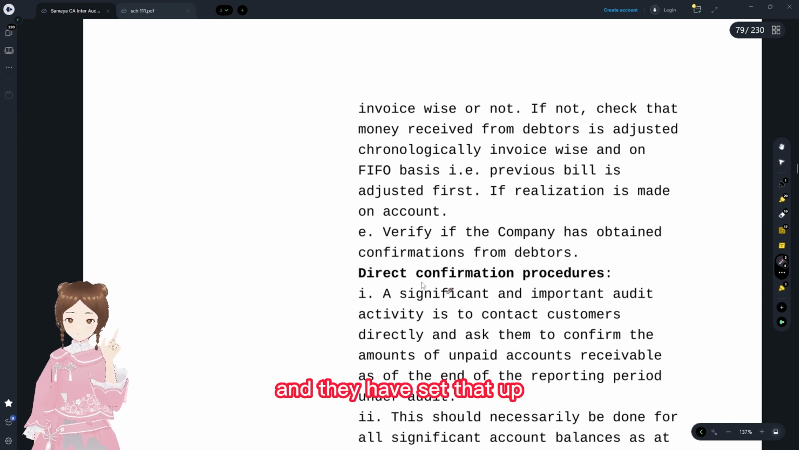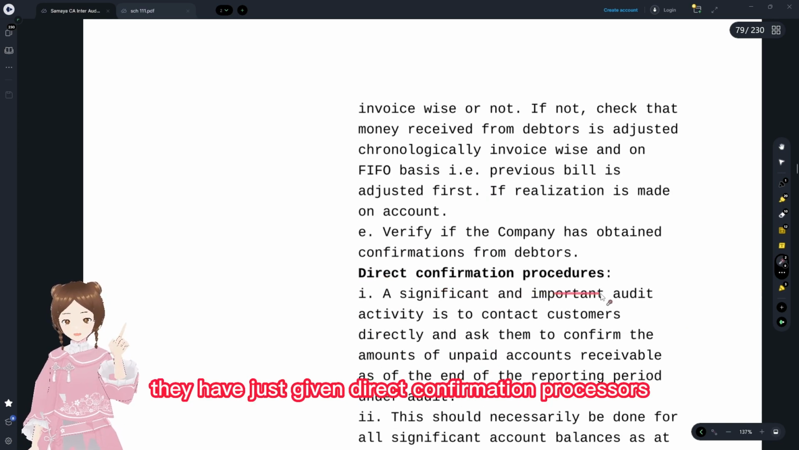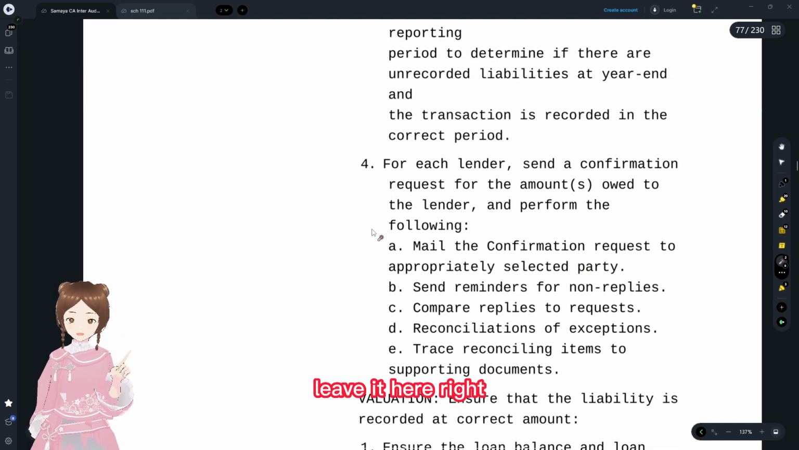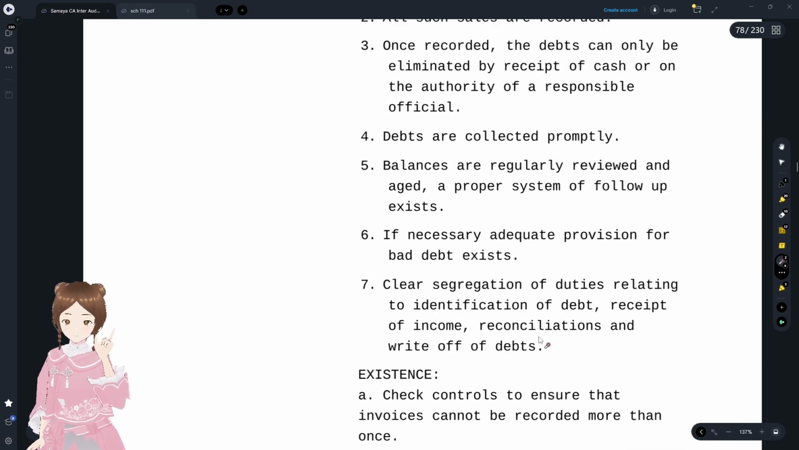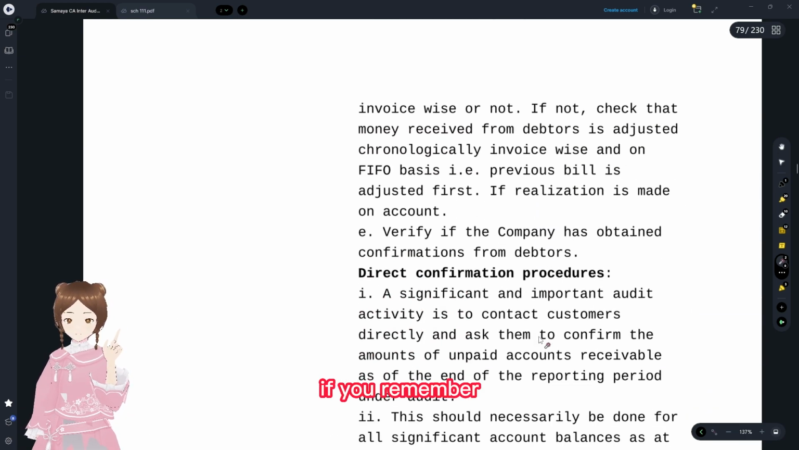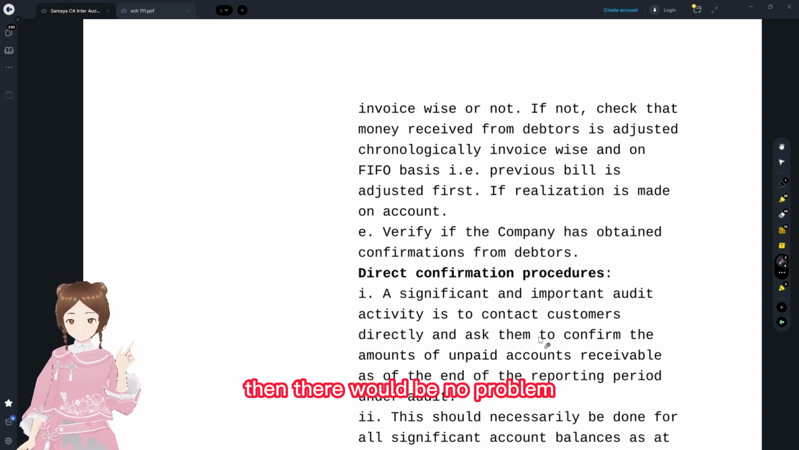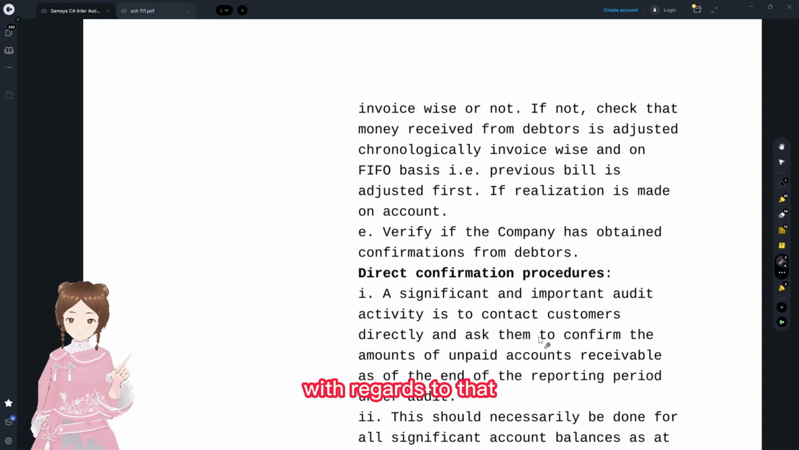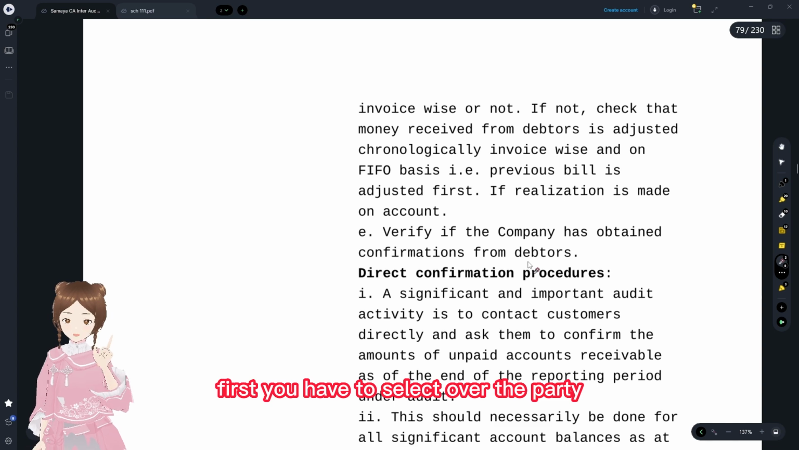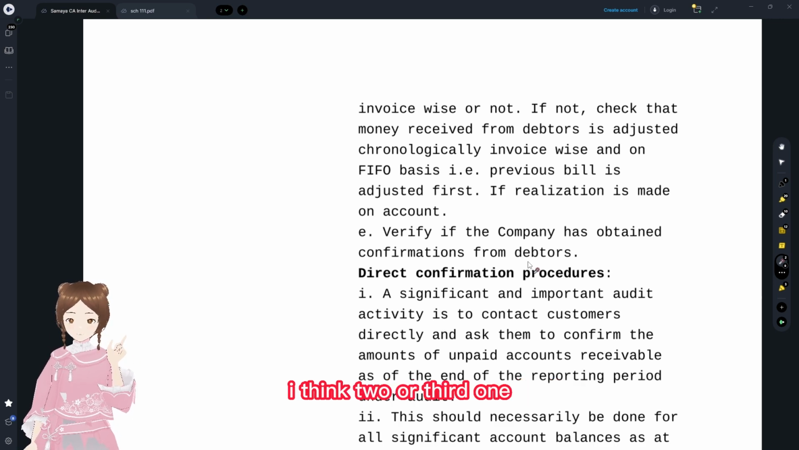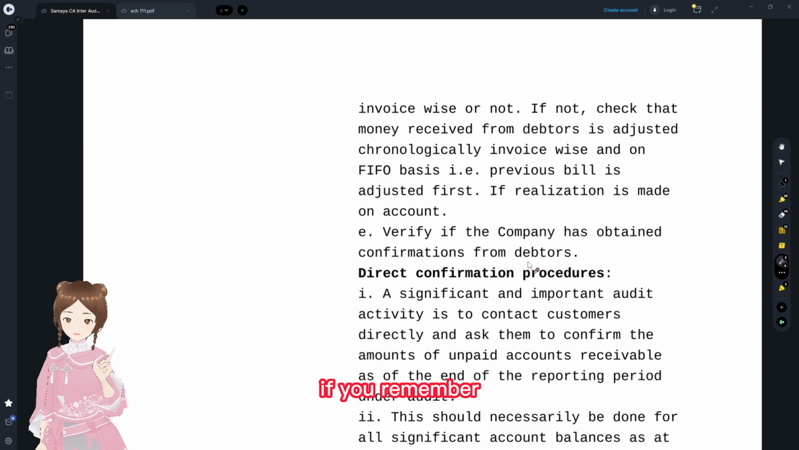And they have said that they have given direct confirmation procedures, like they have given here, right? Just how to do that. If you remember it from essays, you could directly apply that, and there would be no problem. First, you have to select the party. This was also discussed in the keyword kit, with regards to communication. I think it was the second or third one, I don't remember, so do check that out.